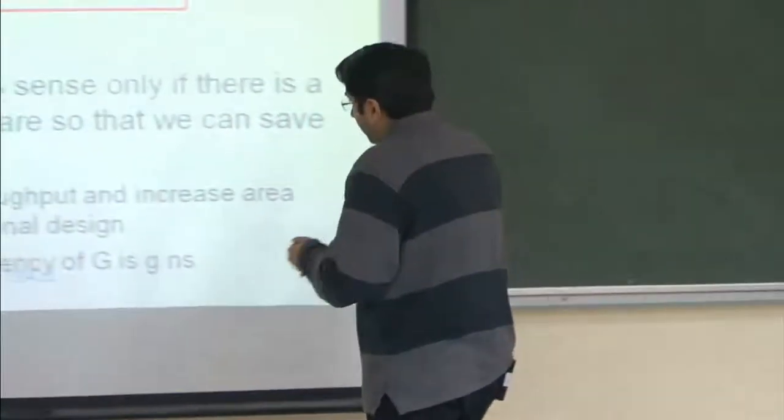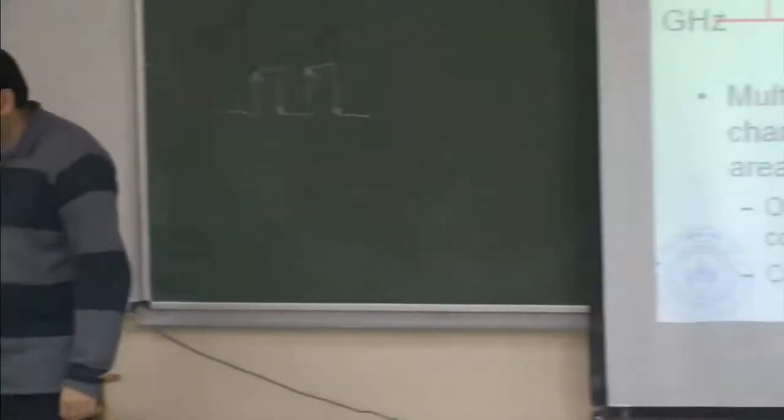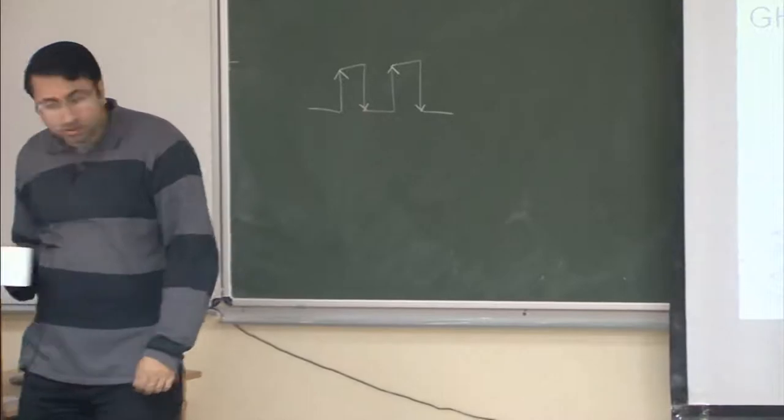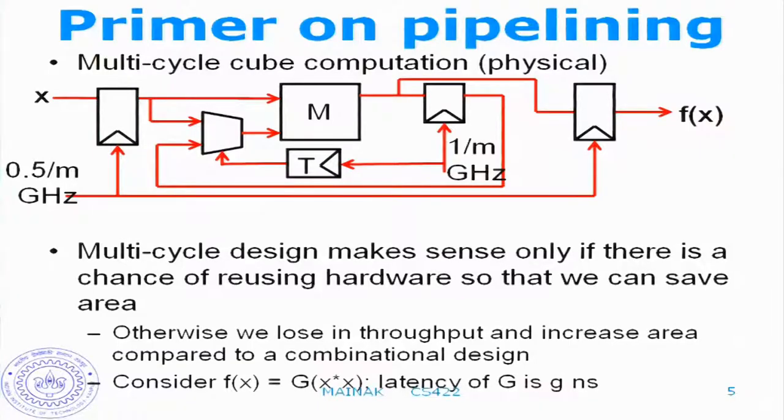Okay, so let's take this one now. This is slightly different. The difference comes in the fact that it doesn't really use the multiplier second time. It invokes a different function g second time. Okay. After using the multiplier.